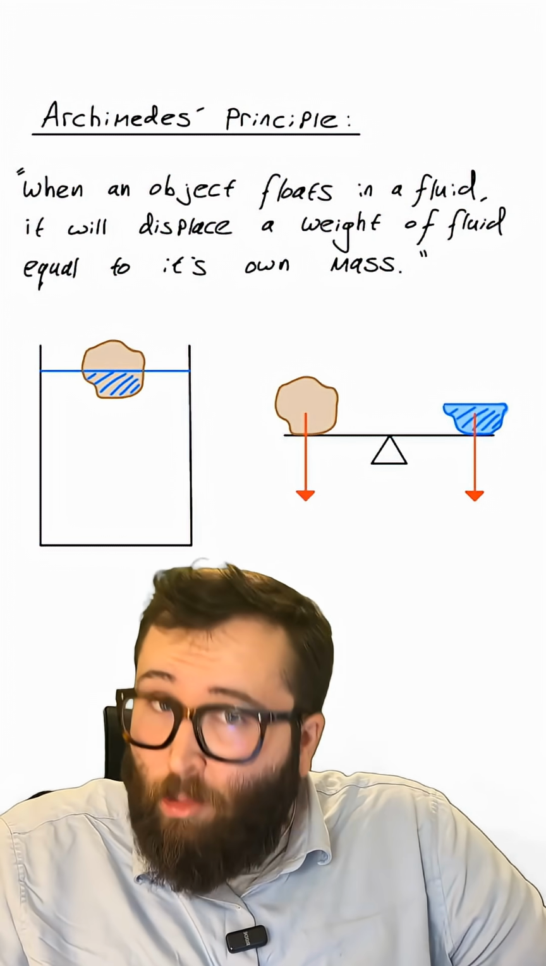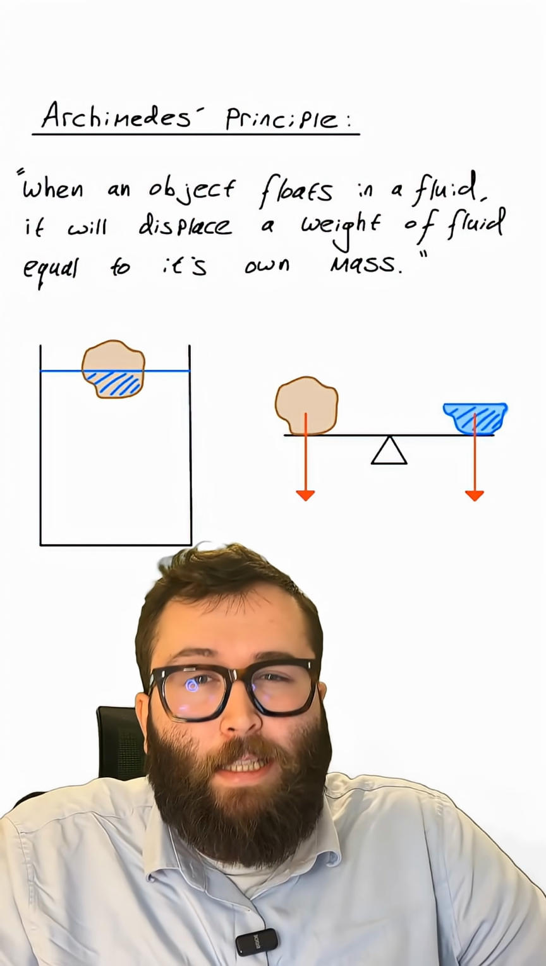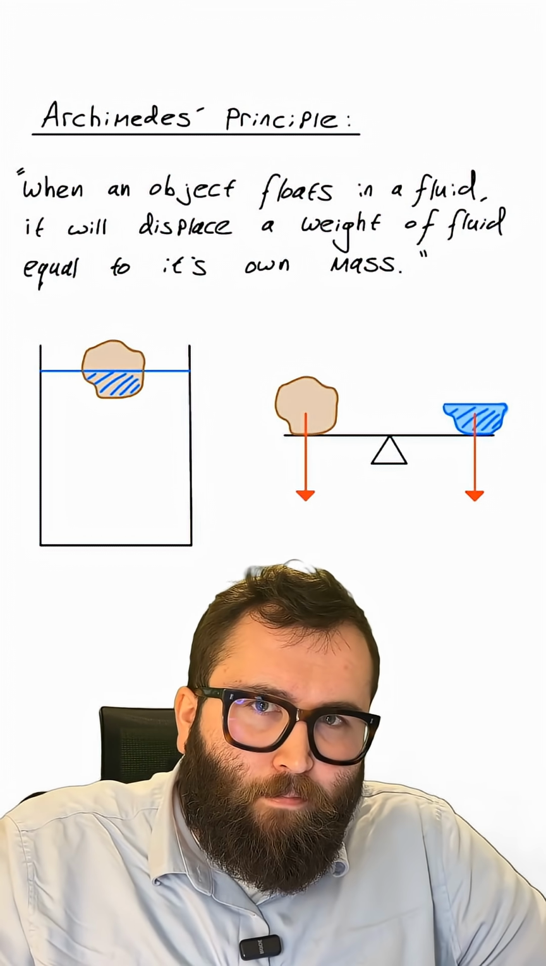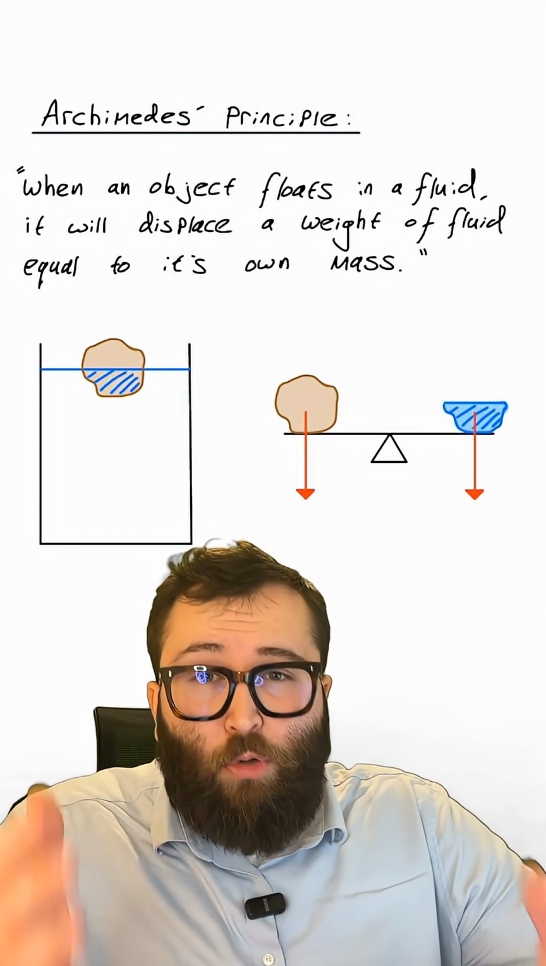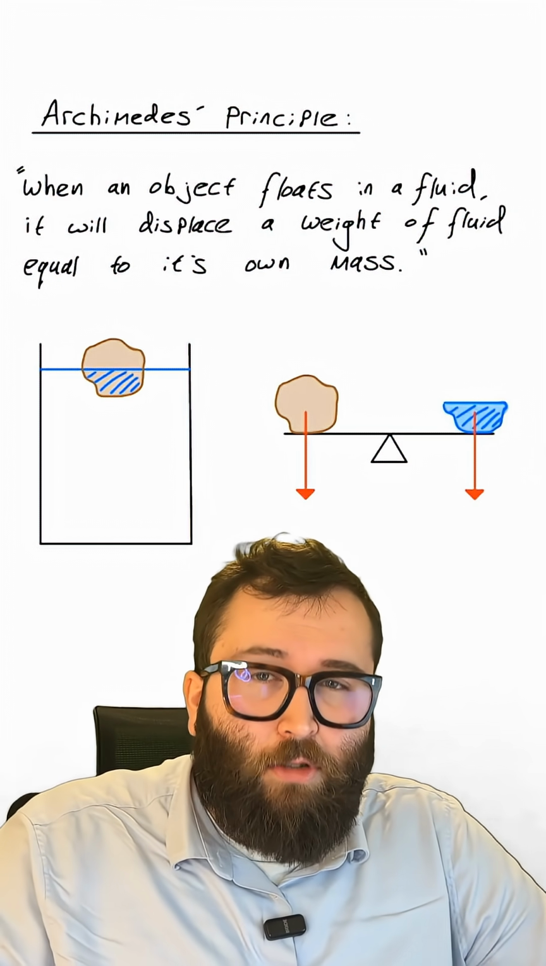So, perhaps somewhat surprisingly, the water level did actually stay the same. But why did it stay the same? To understand why this stays the same, we have to talk a little bit about a principle that comes to us from Archimedes over 2,000 years ago.